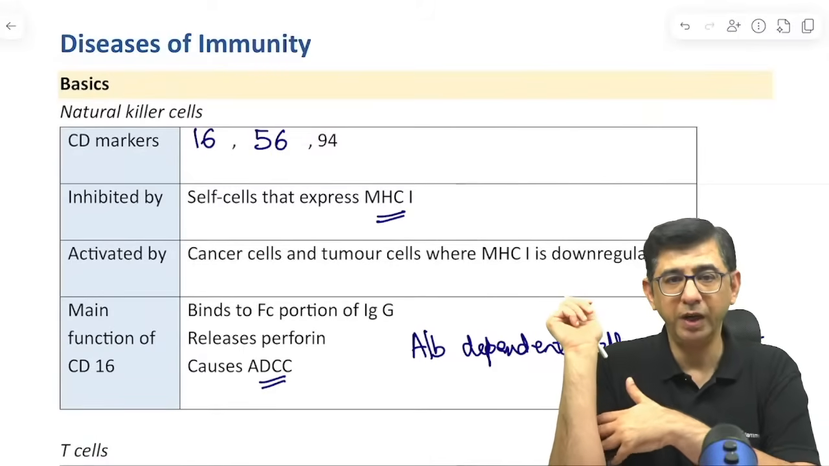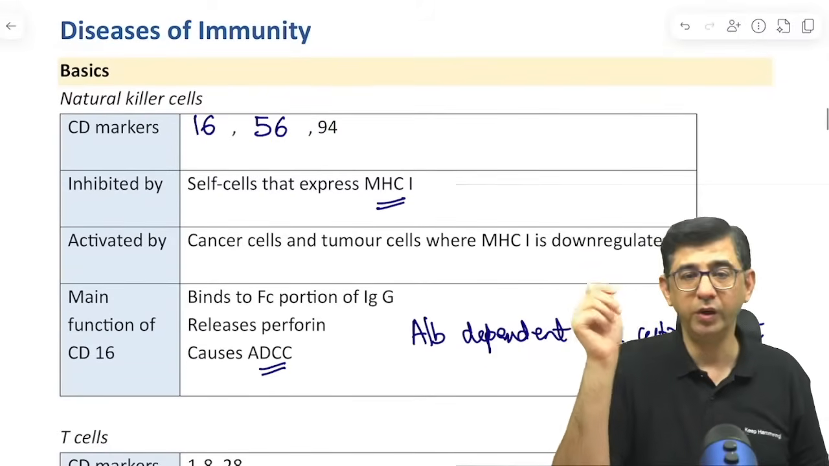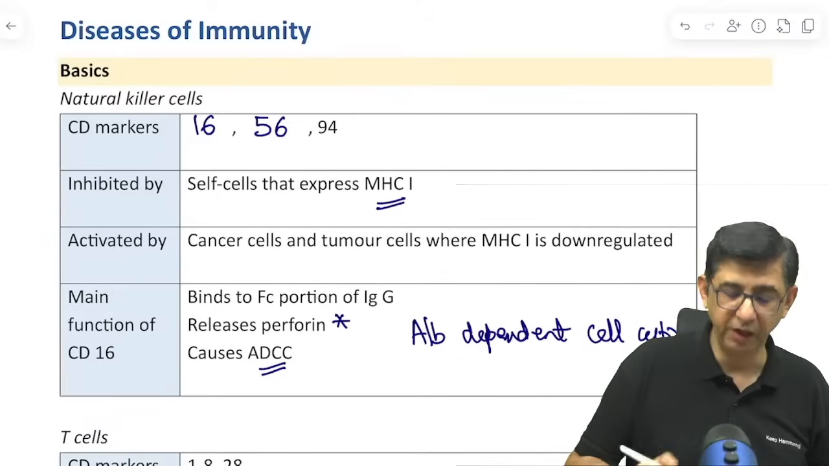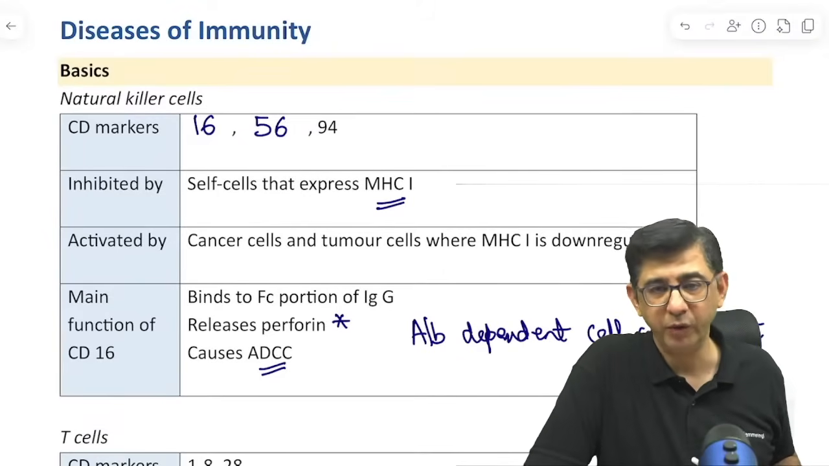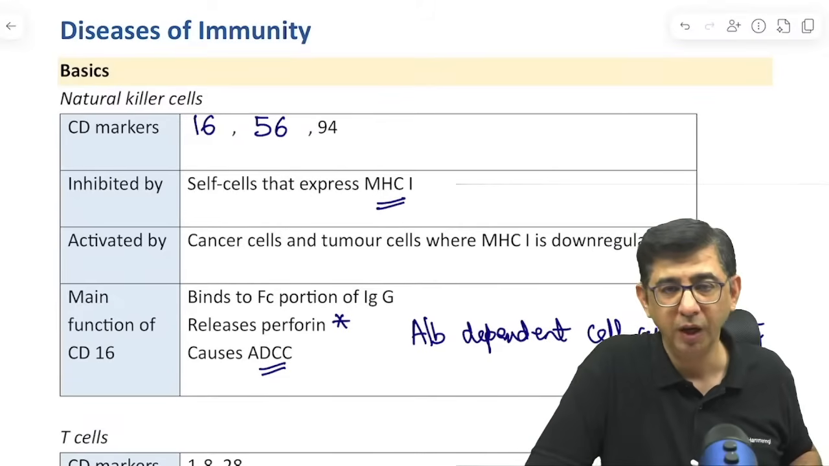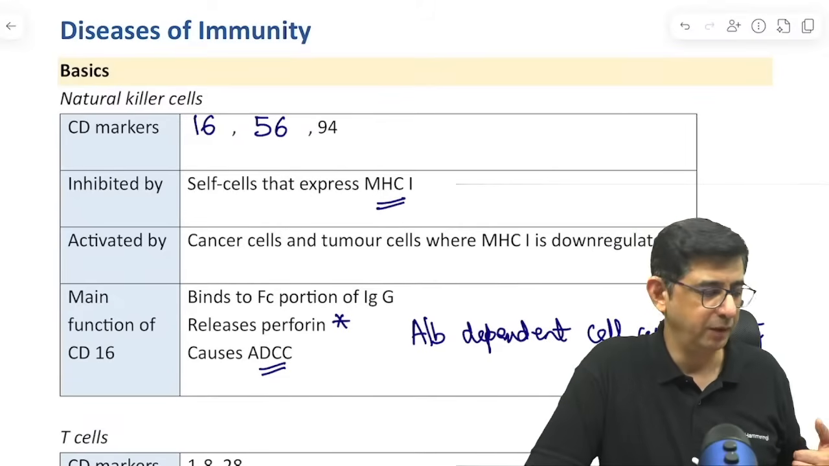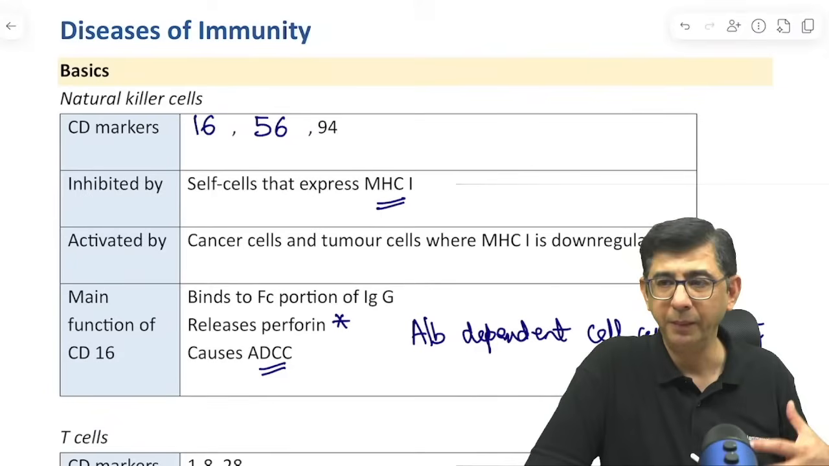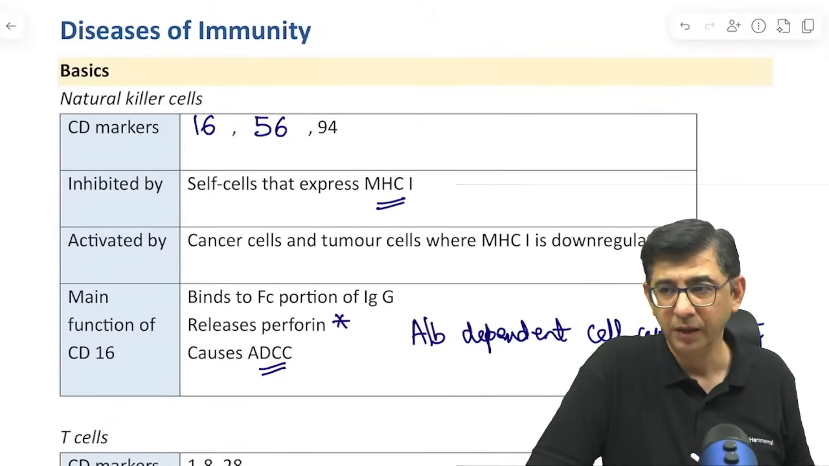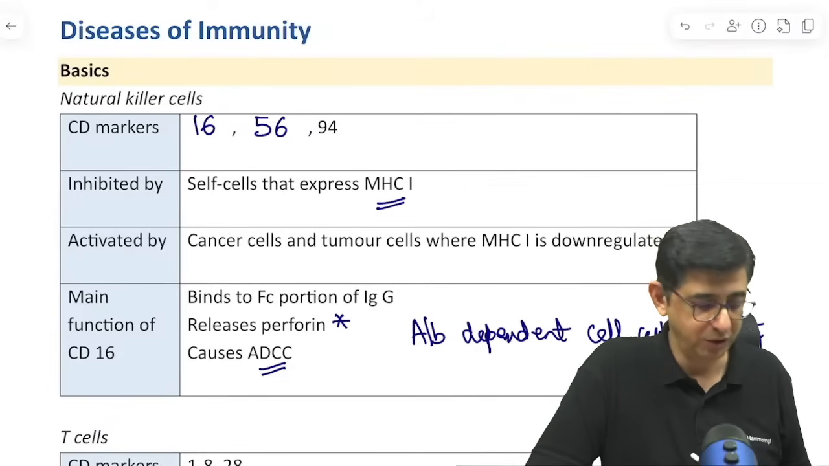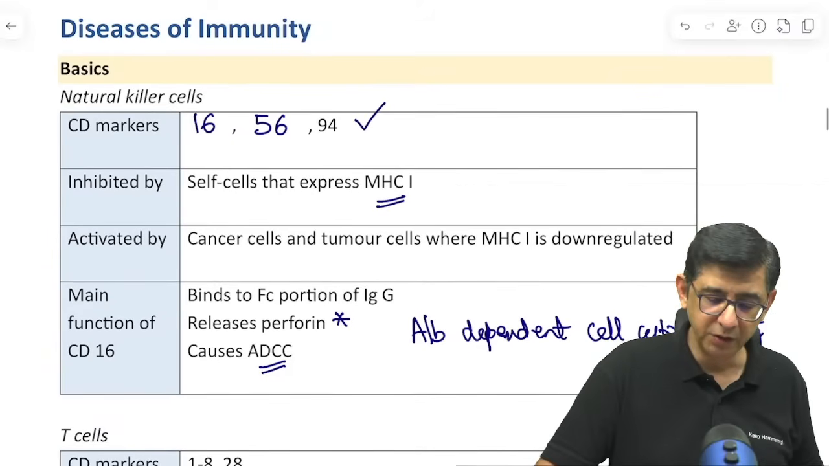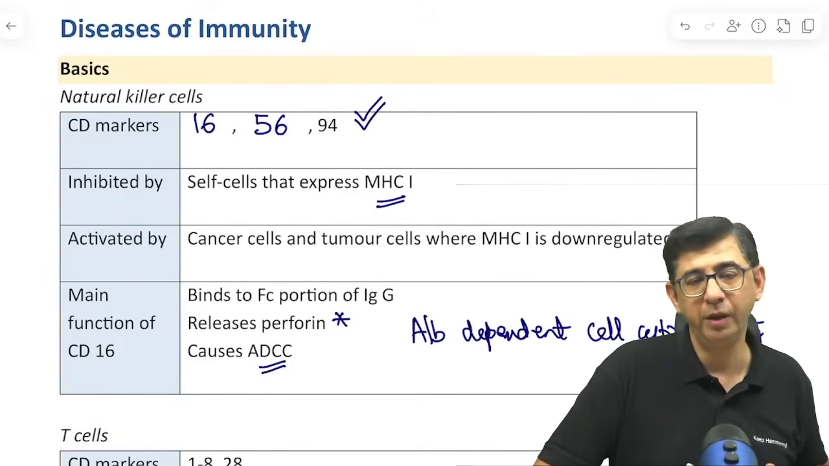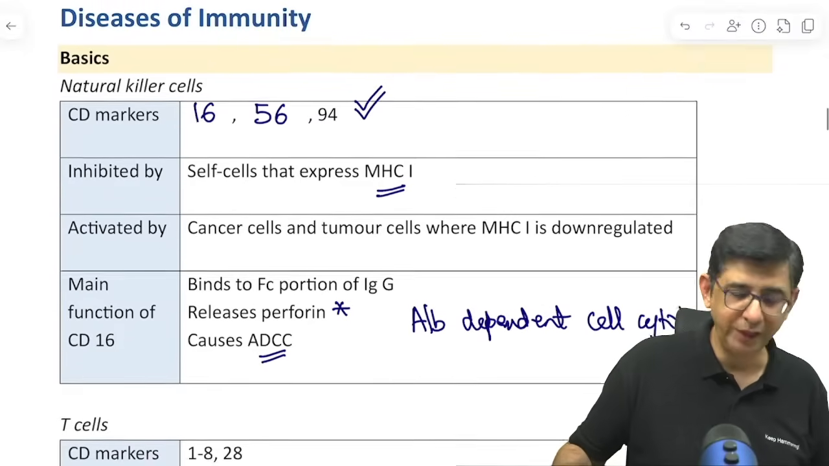And one of the main functions of this would be release of perforin. It also helps to kill viruses. Like in viral infection, natural killer cells play a role. So they will release perforin which will punch a hole in the membrane, and thereby the antibody mediated cell cytotoxicity can be mediated. So for NK cells, mainly it is the numbers which are to be remembered and the inhibition by MHC1. Now we'll talk about T cells and B cells.